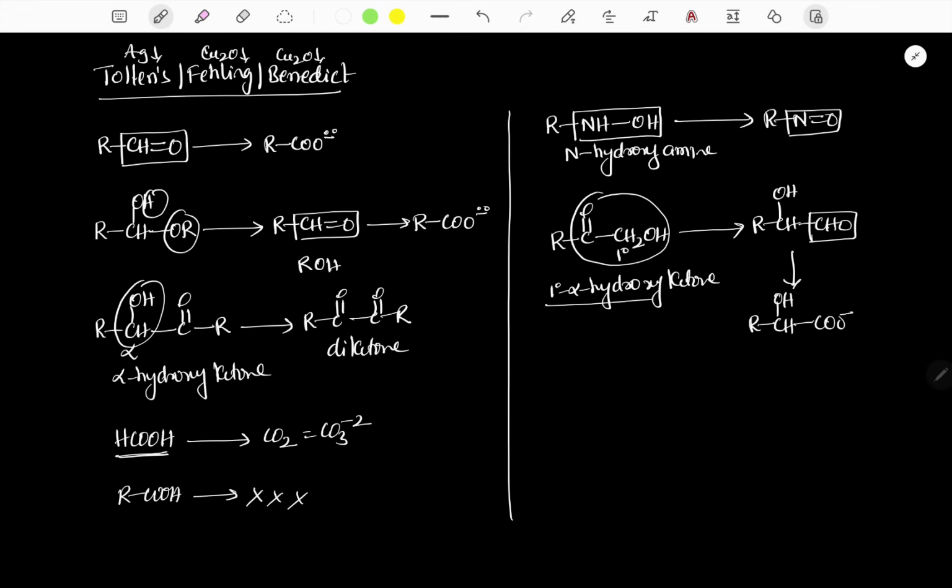So primary alpha hydroxy ketone. With respect to CO, it is alpha, it is a primary carbon. So primary alpha hydroxy ketone. These functional groups we have to remember.